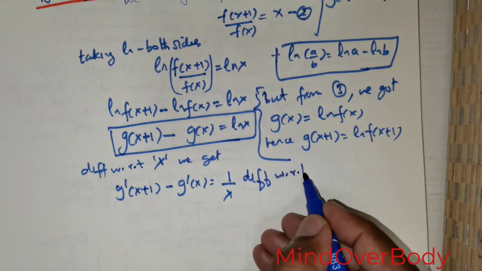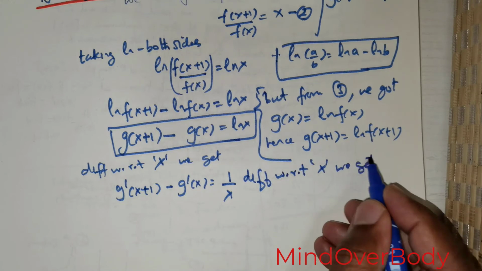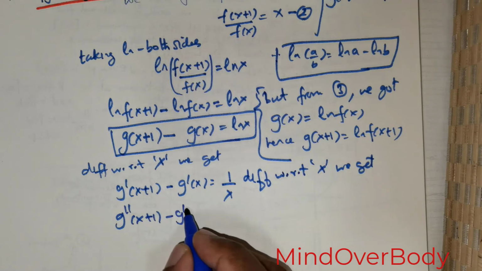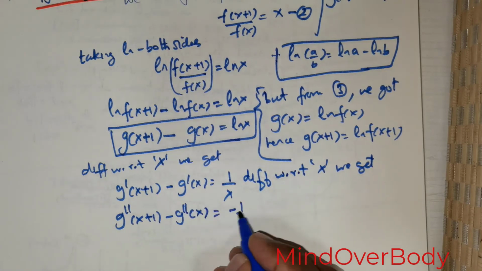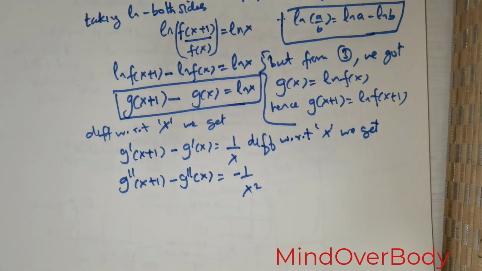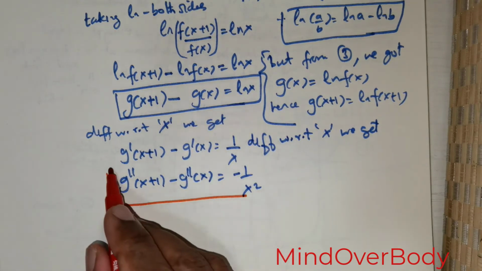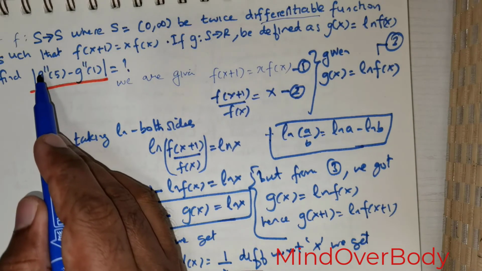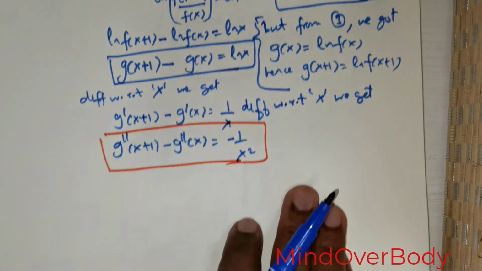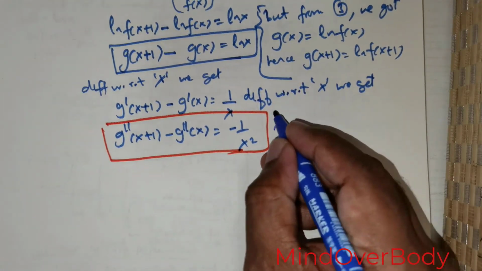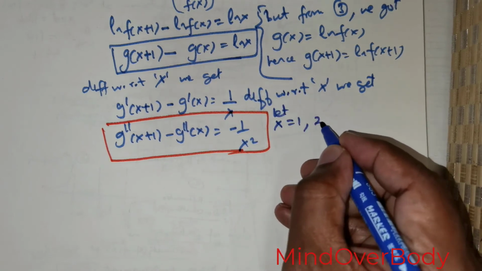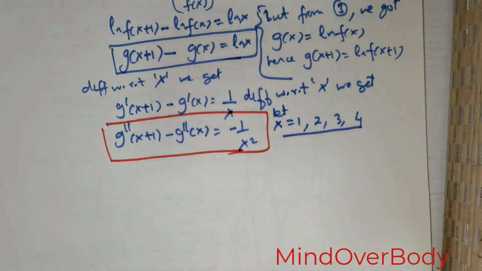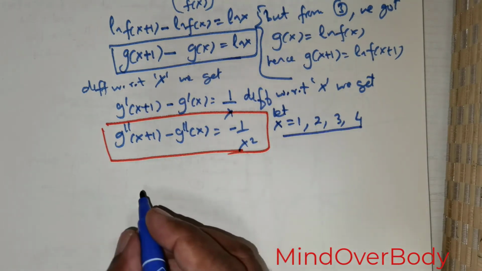Differentiating with respect to x, what do we get when you differentiate this? g double dash of x positive 1 negative g double dash of x. Differentiation of 1 over x is negative 1 over x squared. So we got a good equation which we would be using. Now as I mentioned to you, we need this quantity g double dash of 5 negative g double dash of 1. So we have to start off with, let x be equal to 1, 2, 3, 4. I think we need to stop up to 4.